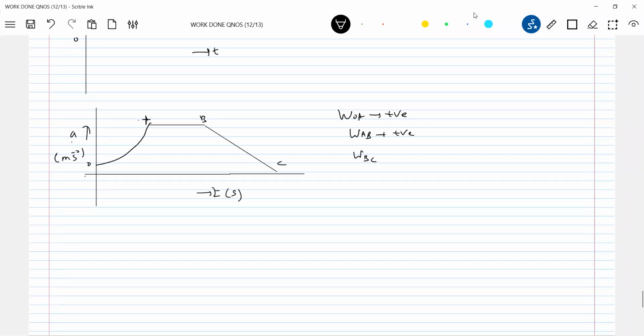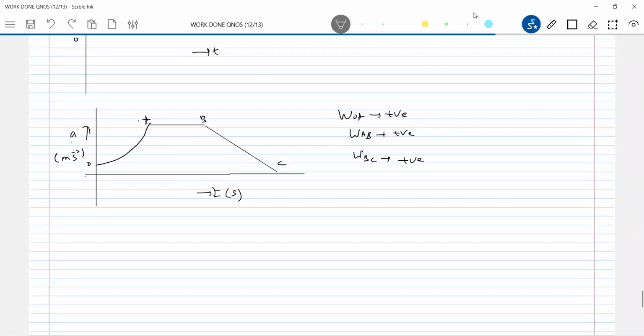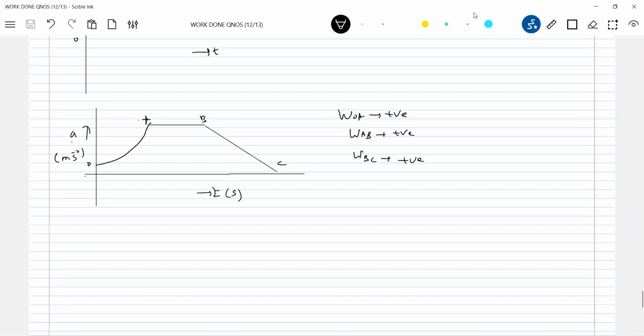What about BC? Acceleration decreases. So let it be, the speed will be increasing. What difference? So in the AT graph, acceleration decreases, work done negative; acceleration increases, work done positive; acceleration constant, work done zero. That is the wrong thing. Whenever a body, what do you mean by acceleration? Acceleration means rate of change of speed.